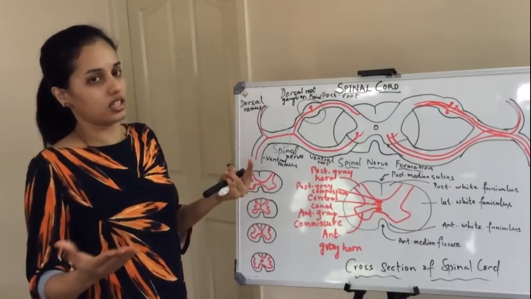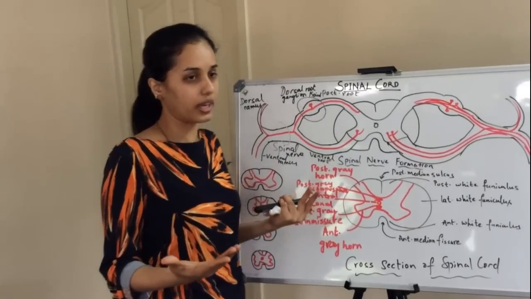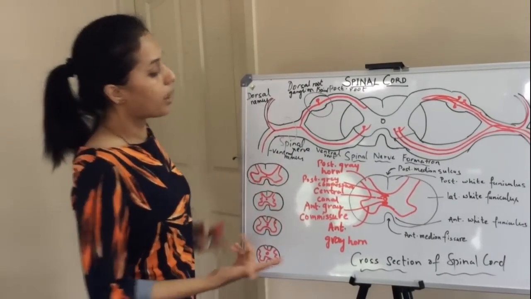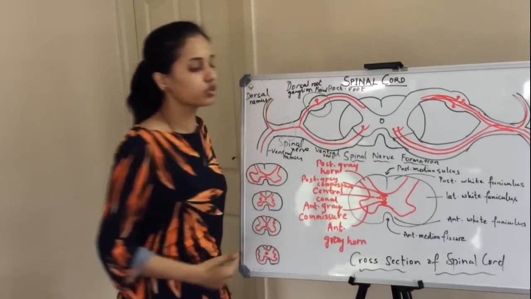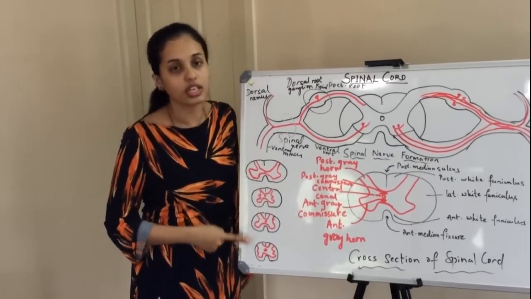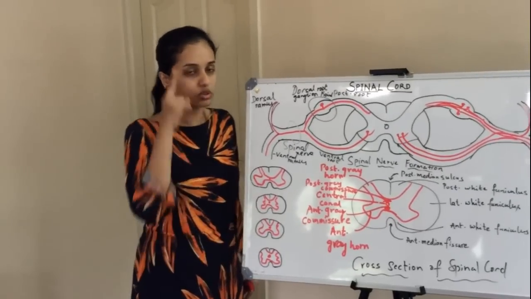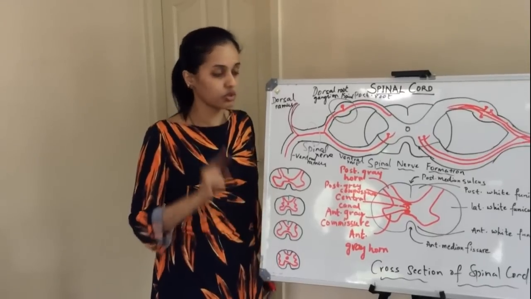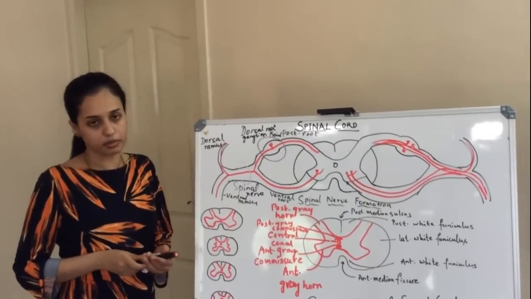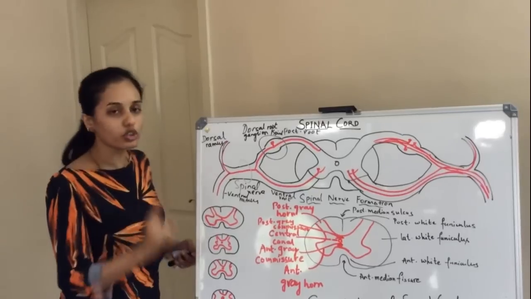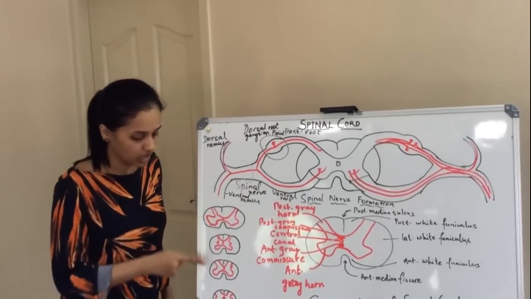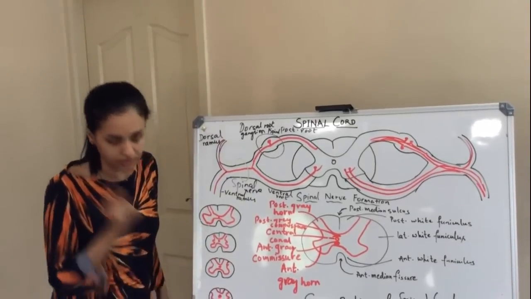Since the muscles are more, and those muscles are supplied by different nerve fibers, the amount of grey matter will also be more at the cervical region and the lumbosacral region. This we have to keep in mind, as it will help you identify at which level the section has been taken. The amount of grey matter is more at the cervical region and the lumbosacral region.